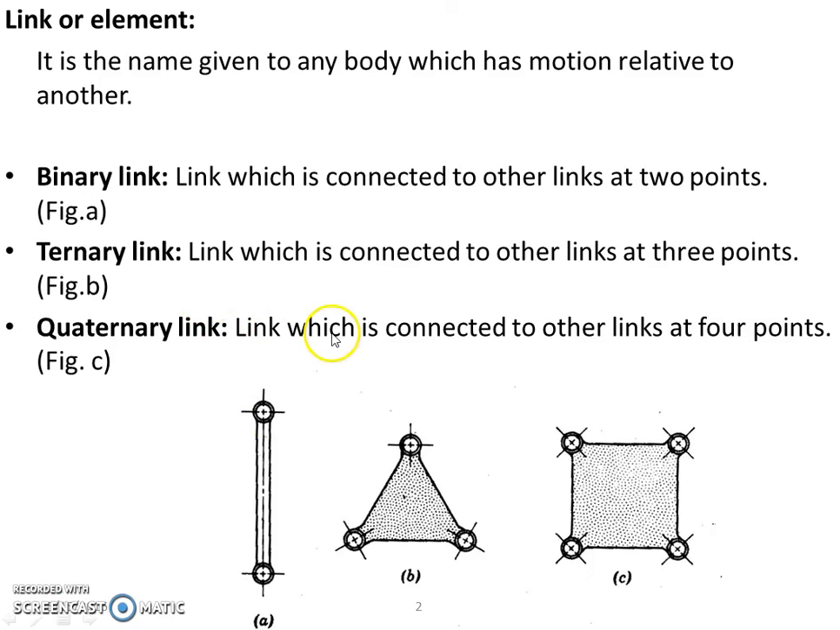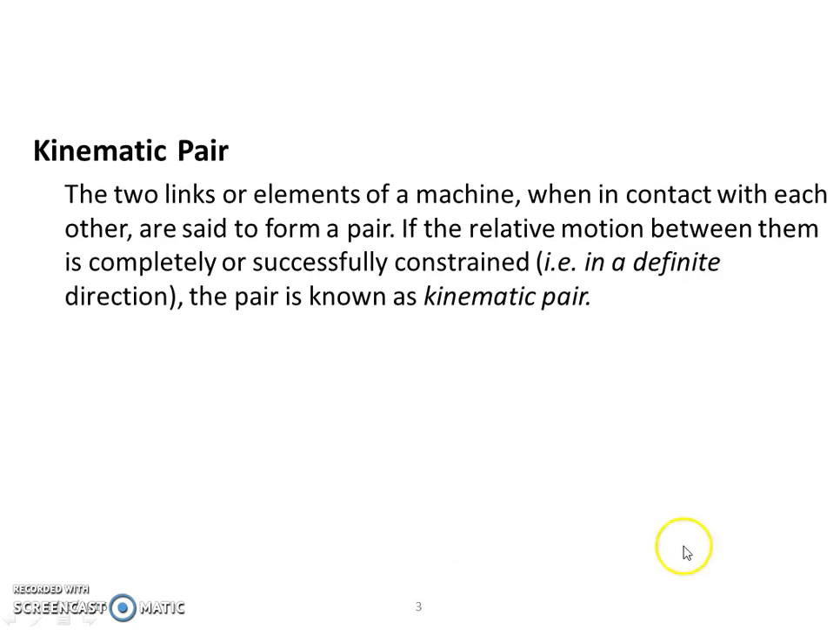Next, the ternary link. A ternary link will connect other links at three points. Similarly, the quaternary link will connect the other links at four points. These ternary and quaternary links are shown in figures B and C. Here three points are there to connect with other links, and here four points are there to connect with other links. Next, we are going to define a kinematic pair.